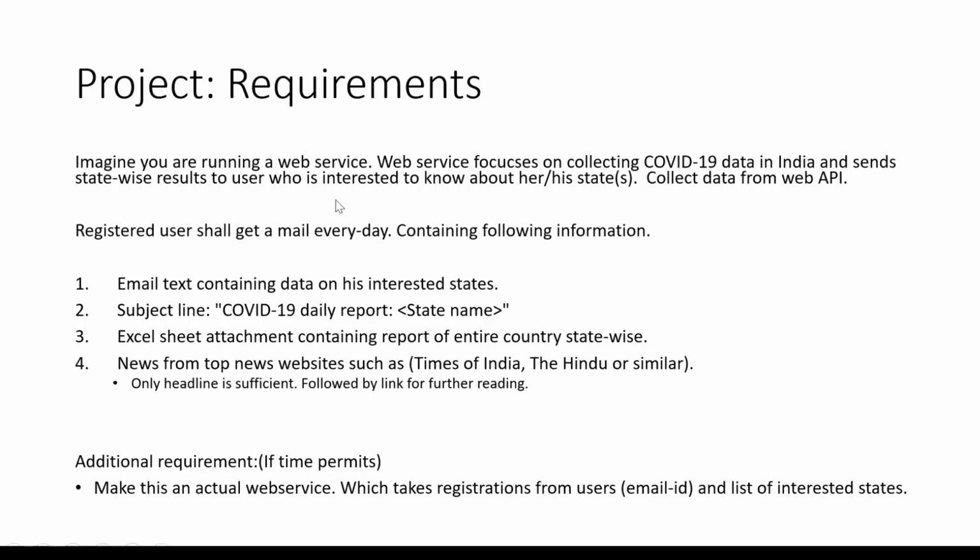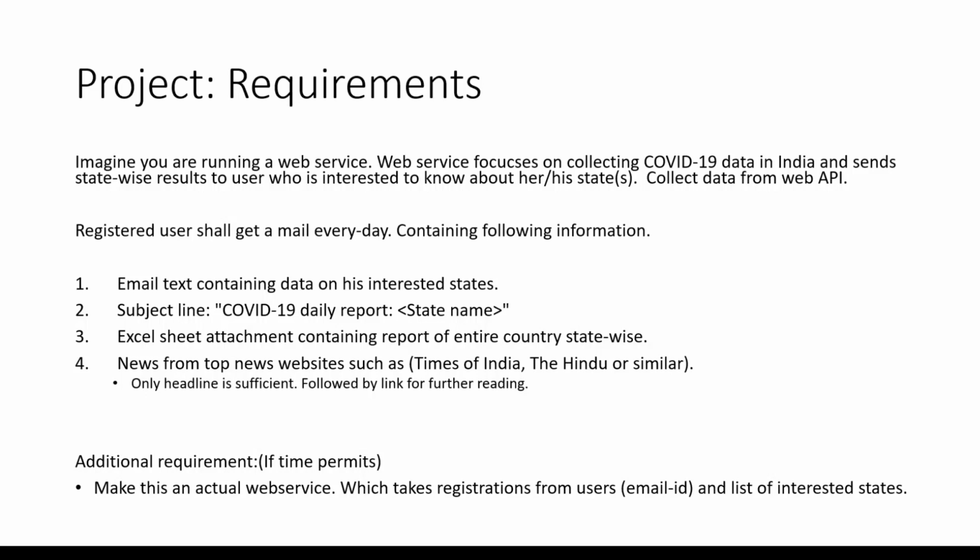Imagine that we are running a web service, and the web service focuses on collecting COVID-19 data in India and sends state-wise results to users who are interested to know about their states. The idea here is we saw that there are APIs available which give us COVID statistics, state-wise statistics, and we passed it just to find out the total count in a particular state, or the whole country.